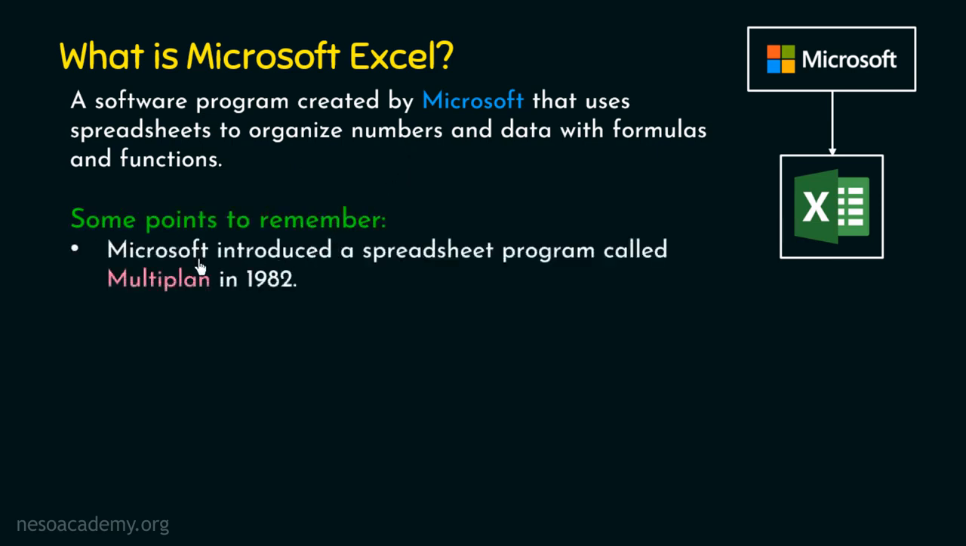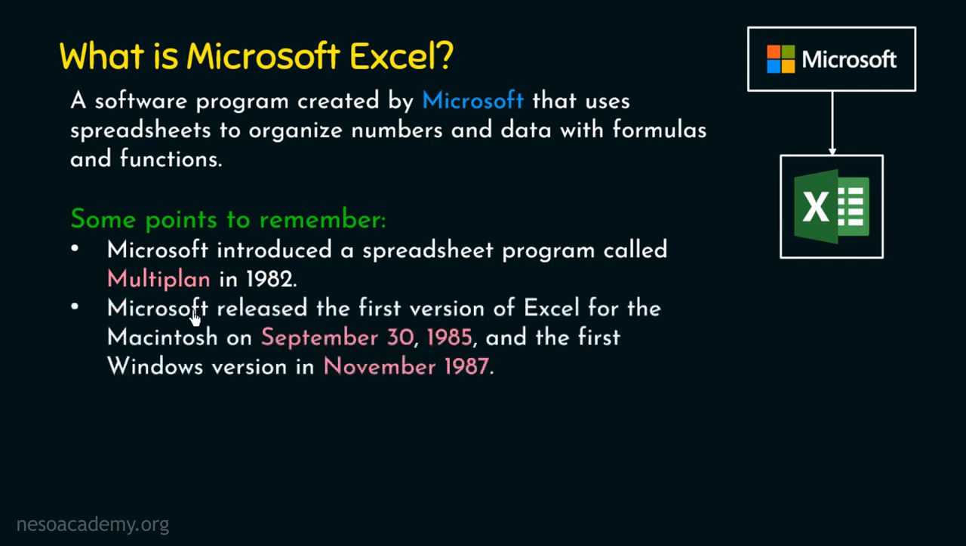So here we have the very first point. Microsoft introduced a spreadsheet program called Multiplan in 1982. So Microsoft Excel has been around since 1982, first introduced as Multiplan, and it was a very popular control program for microcomputers. But on Microsoft disk operating systems, it lost popularity due to Lotus 123, which is a discontinued spreadsheet program from Lotus Software. Alright?